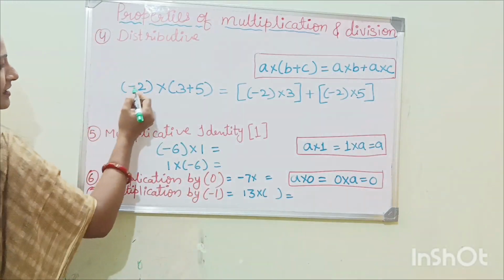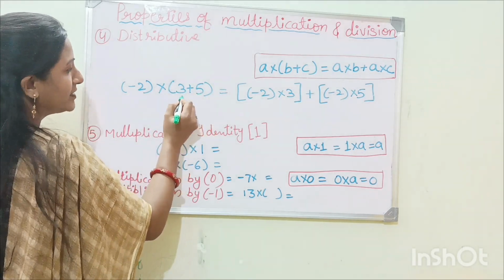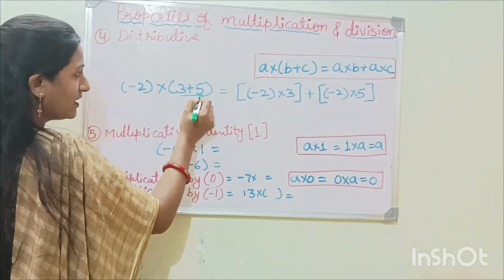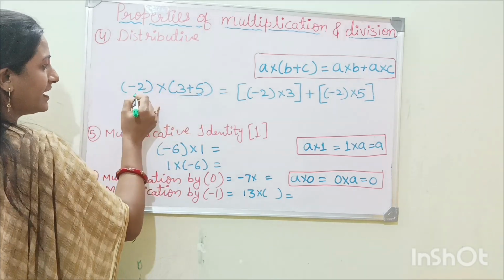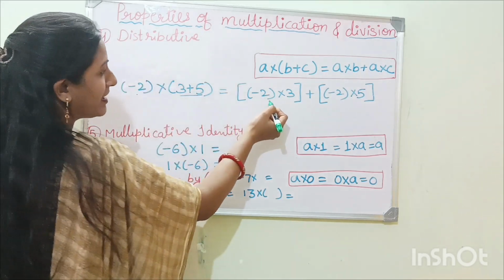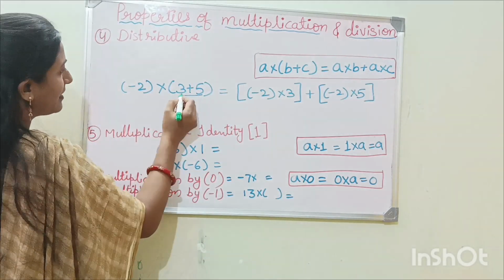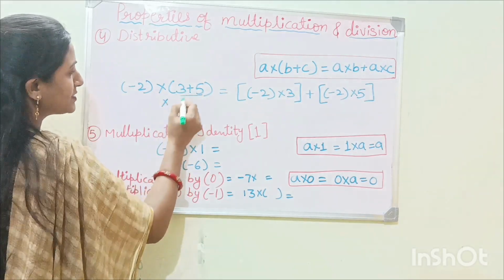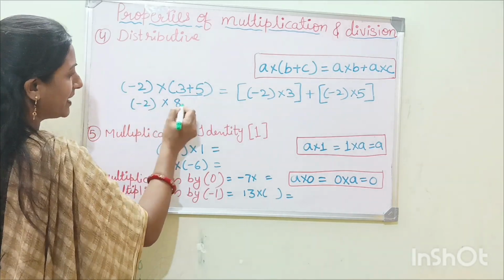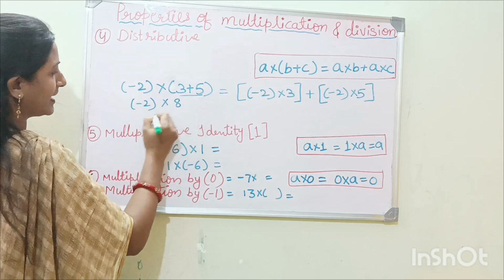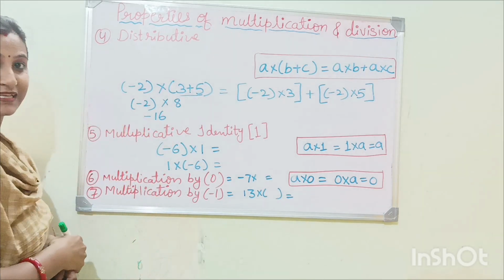So let us check here. We have minus 2 into, in a bracket, 3 plus 5. It means the sum of these two is multiplied by A. So B plus C multiplied by A is going to be the same as multiplying one by one. So let us check. 3 plus 5, the sum of these two is what? 5 plus 3, 8, and it's minus 2. When we multiply these two, 8 2s are 16. Multiply the sign, minus into plus is what? Minus. So minus 16 we got.